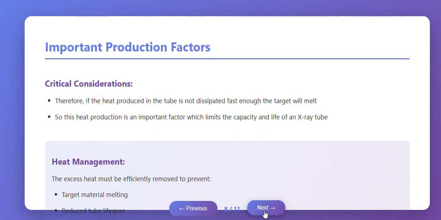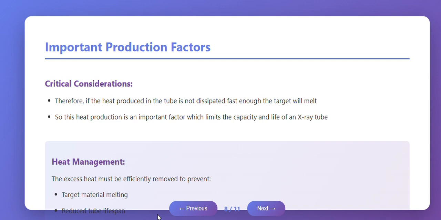If 99% of the energy becomes heat and that heat isn't dissipated fast enough, the target will melt. Tungsten melts at about 3,400 degrees Celsius, but even tungsten has its limits. This heat production limits both the capacity and lifespan of an X-ray tube. That's why modern X-ray machines have elaborate cooling systems. Some use oil cooling, others use water cooling, and advanced systems might even have rotating anodes that spread the heat over a larger area. Without proper heat management, an X-ray tube could be destroyed in seconds. This is a perfect example of how understanding physics leads to better engineering solutions.